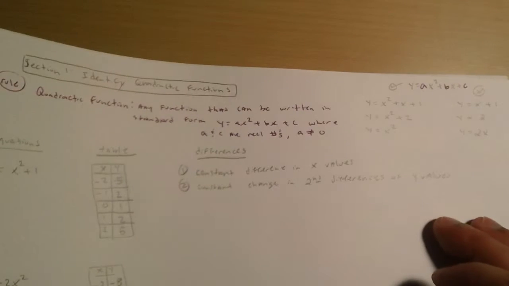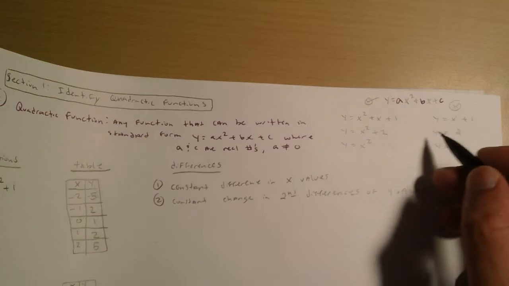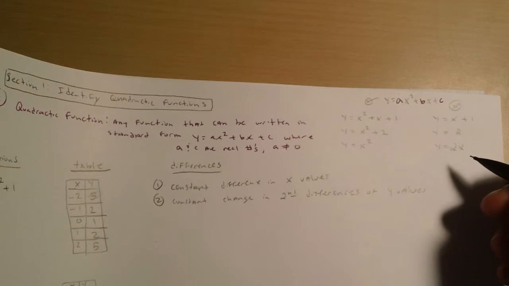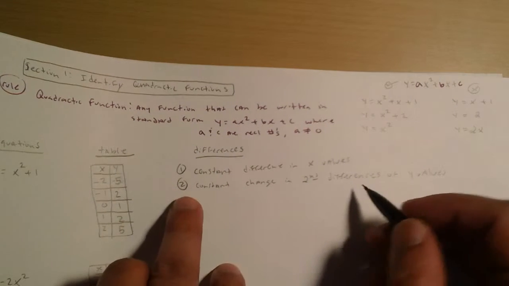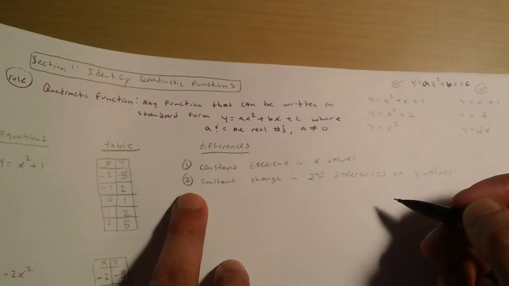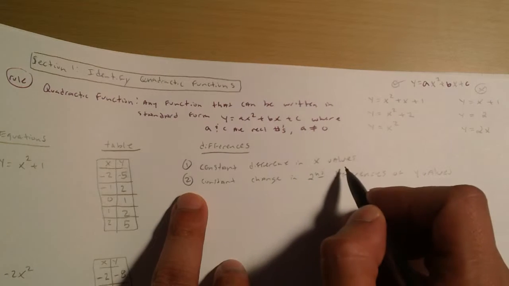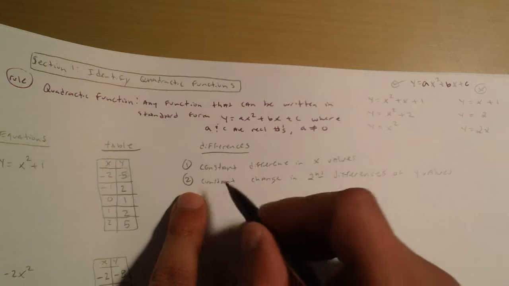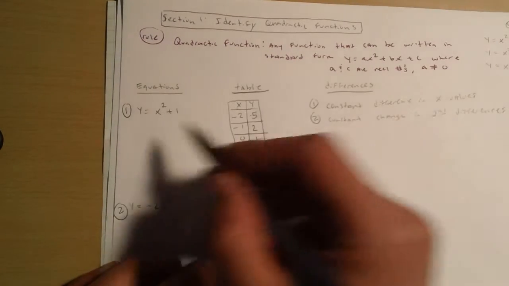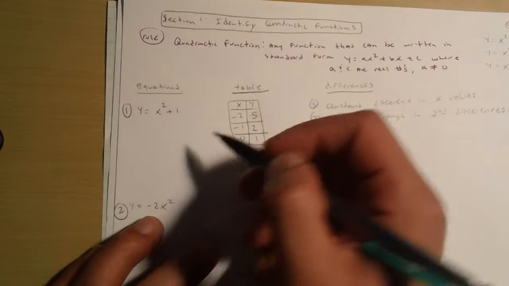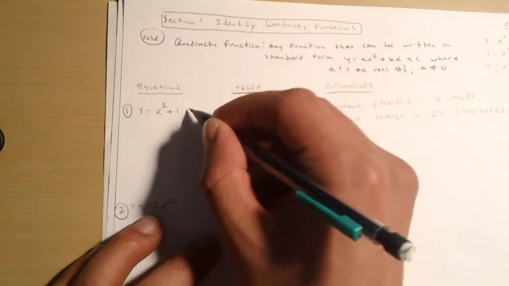Now, simply by looking at the equations, you could tell which ones are quadratic and which are not. If you're trying to figure it out by just looking at a table, one thing you're able to do is find a constant difference in x values, and also find a constant change in the second difference of y values. I already created some functions. Right here, we have y equals x squared plus 1. Looking at it, we can just tell it is a quadratic function.